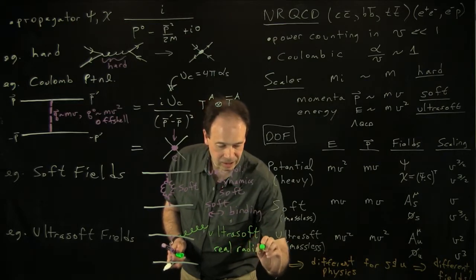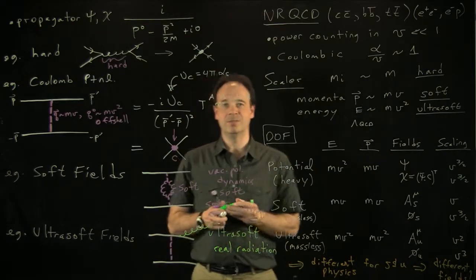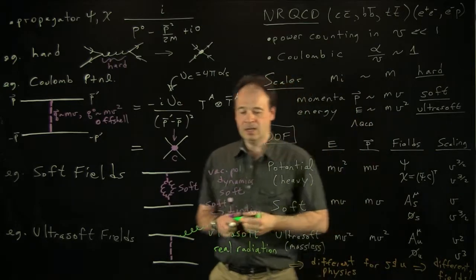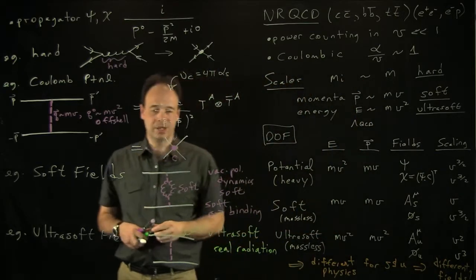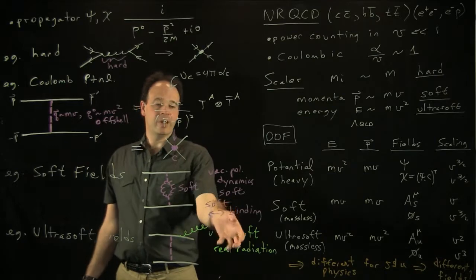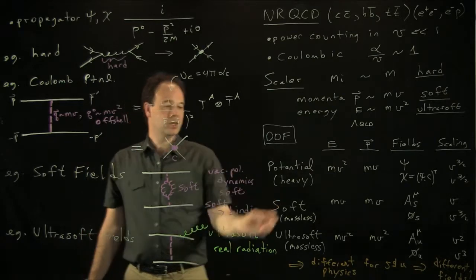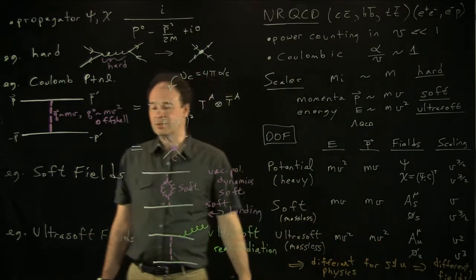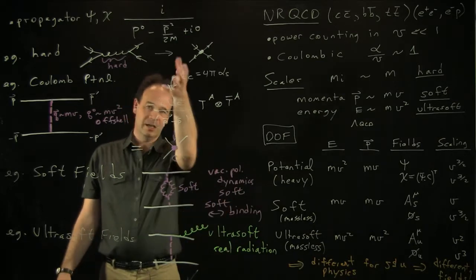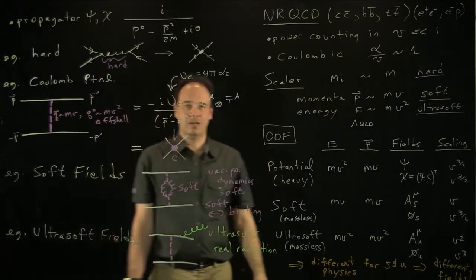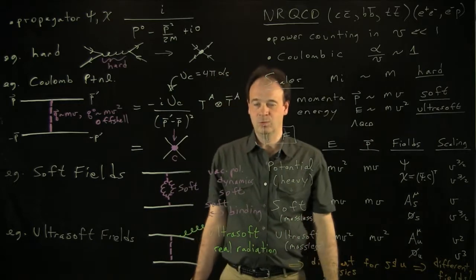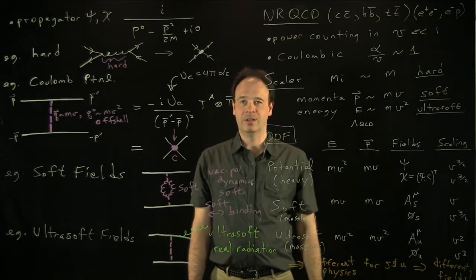This is the type of radiation that would, in hydrogen, make transitions between hydrogen energy levels. And that's what the ultrasoft fields are doing. And they have a different power counting than the soft fields. So as I said over here, we really need different fields to describe them. And that's kind of the dynamics of NRQCD in a nutshell. And we'll explore that further in the coming lectures.